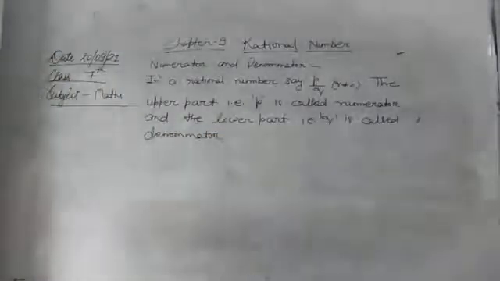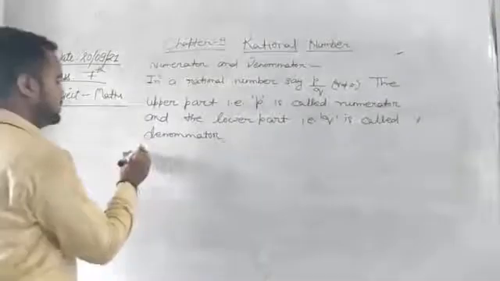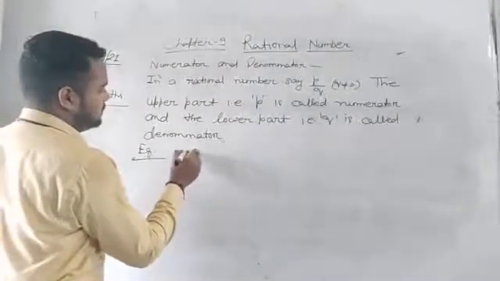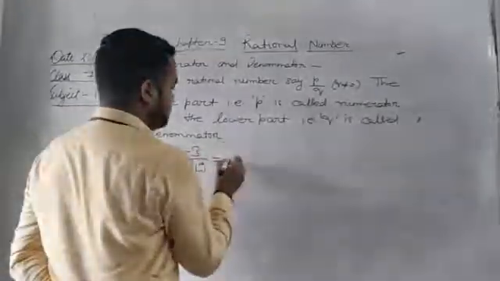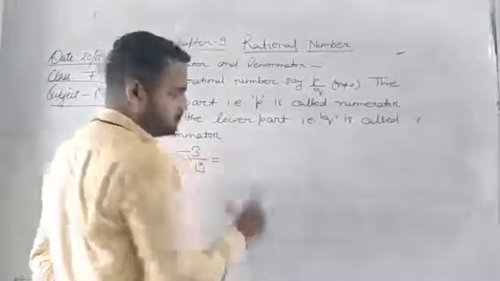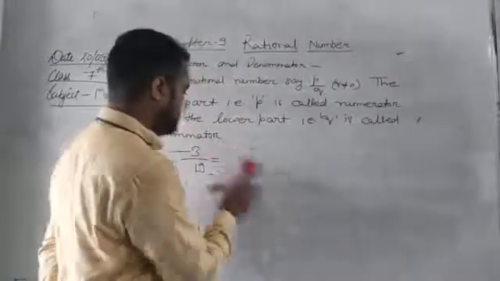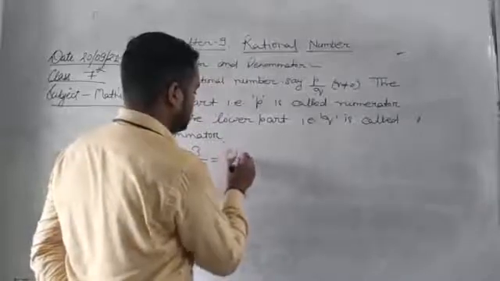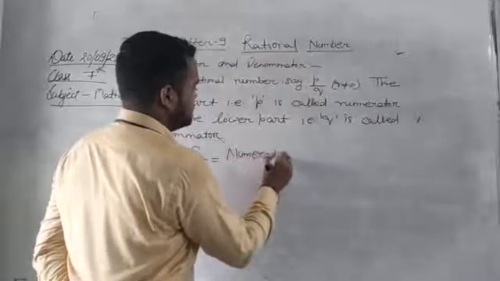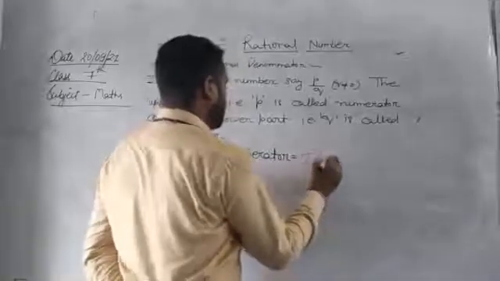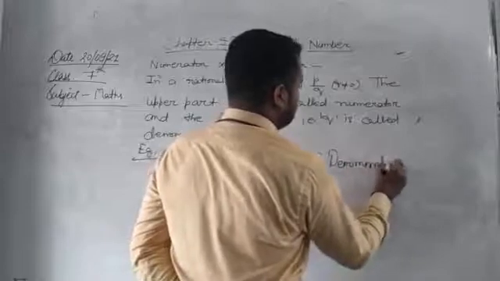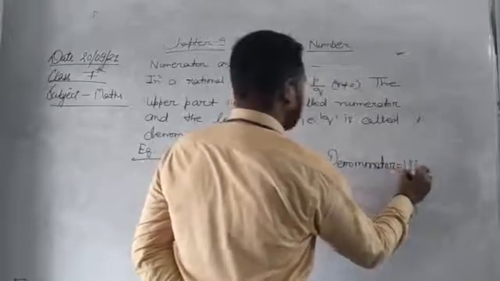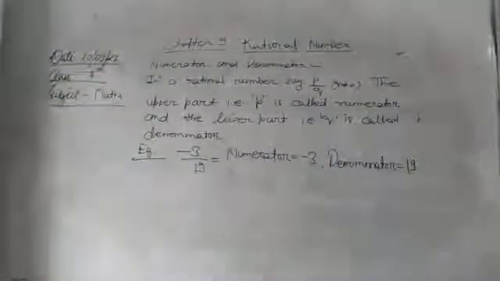Okay, so note it down, or first write an example here, like -3 by 19. Here in this rational number, the numerator is -3 and the denominator is 19. Now note it down.